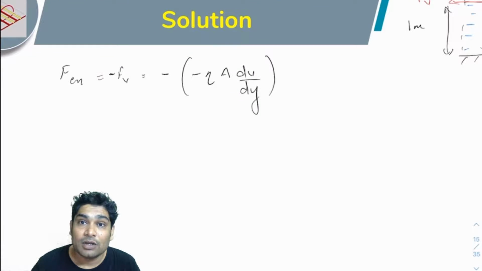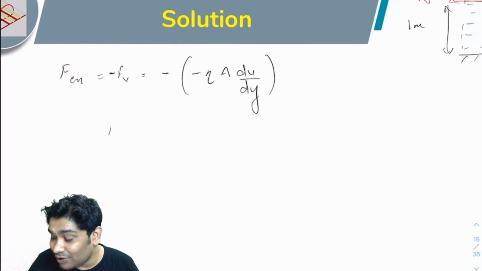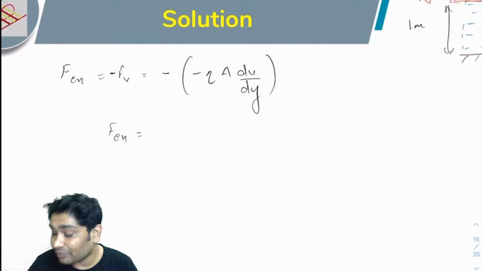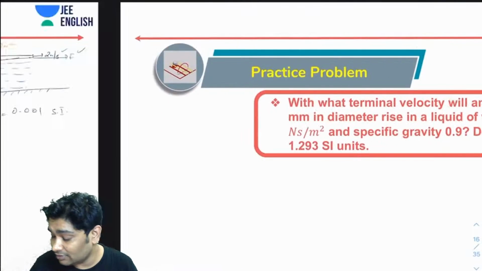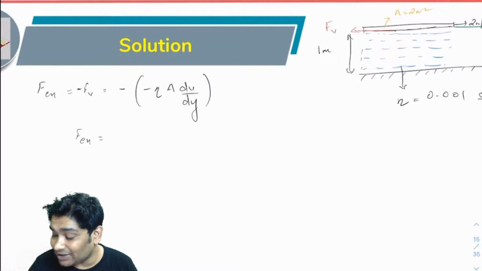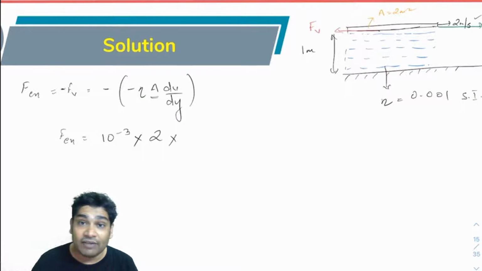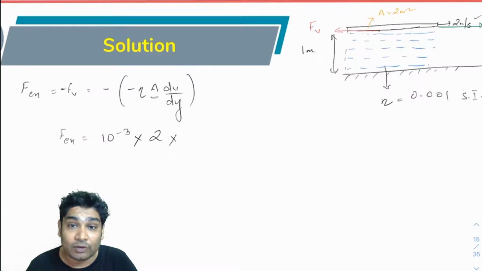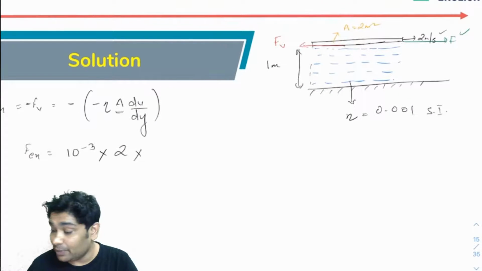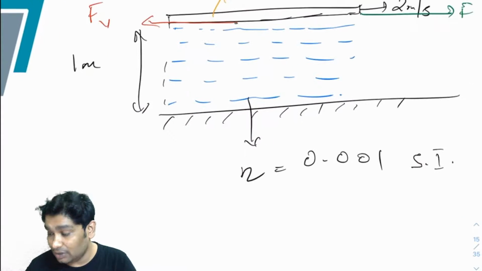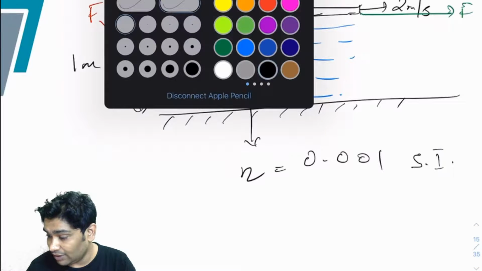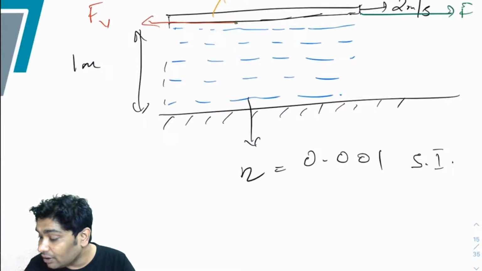Alright. So now let's start substituting the values. So F external would be eta, which is 10 to the power minus 3, into area being 2, and into dV by dy. So how do we calculate dV by dy? We realize the speed of fluid here is, okay, so let's see. The speed of fluid here, all the fluid is moving with 2 meter per second.